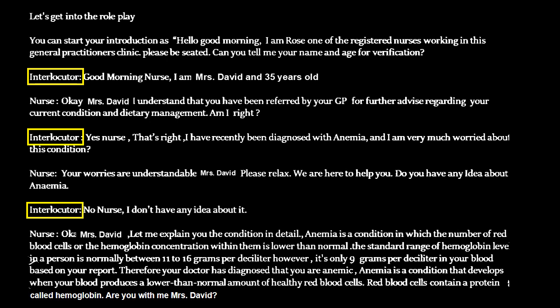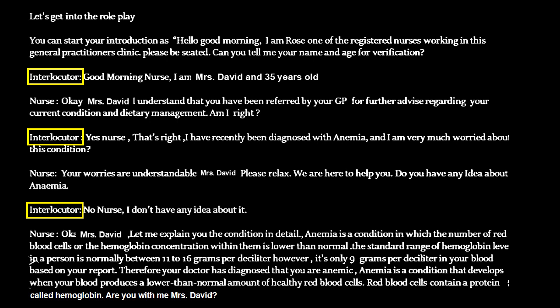I have recently been diagnosed with anemia and I am very much worried about this condition. Your worries are understandable, Mrs. David. Please relax. We are here to help you. Do you have any idea about anemia? No, nurse, I don't have any idea about it. Okay, Mrs. David, let me explain the condition in detail.